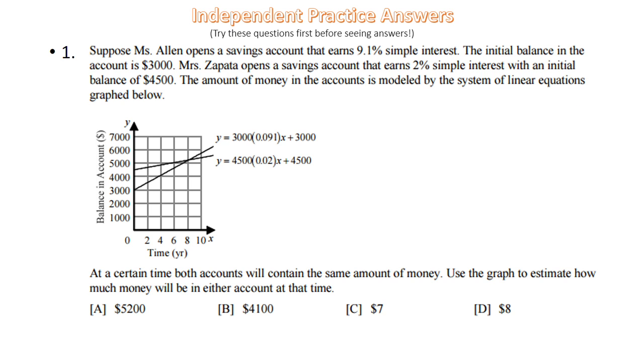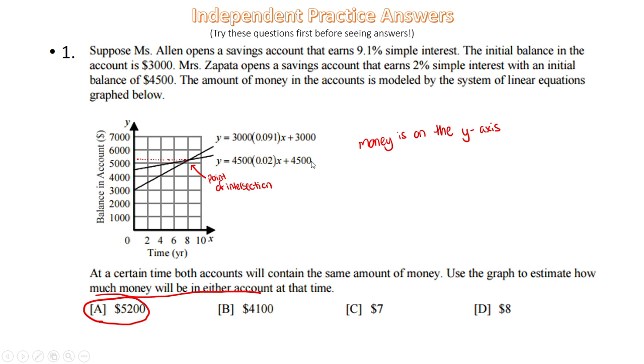Okay, on number 1, you might be tempted to type both of these into your y equals key because they're both solved for y. That is not what you need to do though, because they give you a picture of the graph. And in the picture of the graph, we're looking for how much money would be in either account. Since they're talking about money, money is on the y-axis. So you're looking where they intersect, which is right there, and then looking at the y-axis and figuring out what would be a good number on the y-axis, what that would be, which is 5,200.